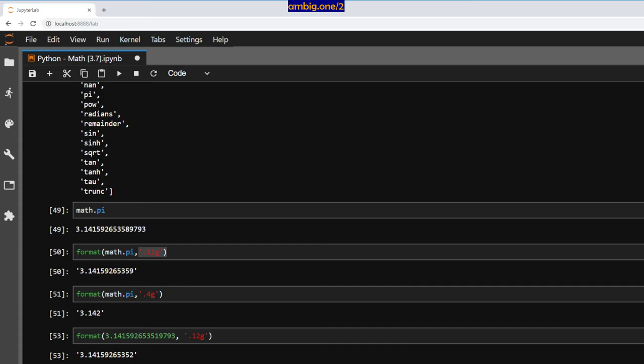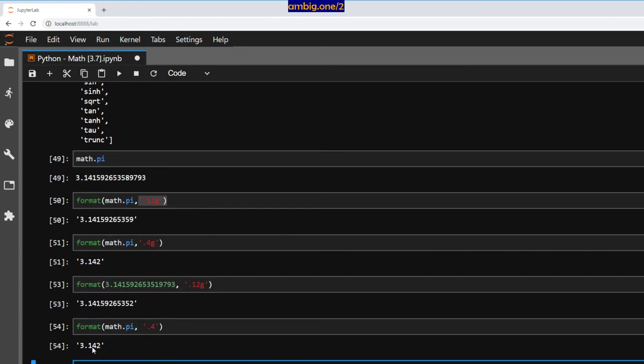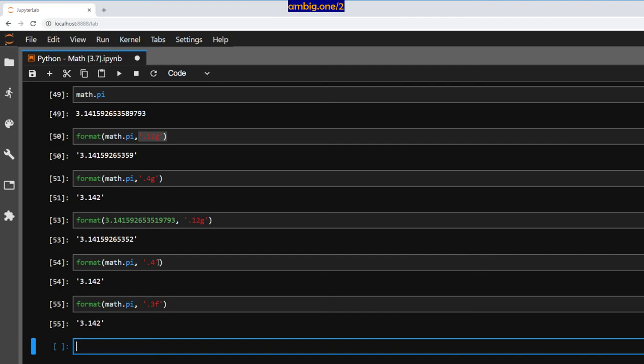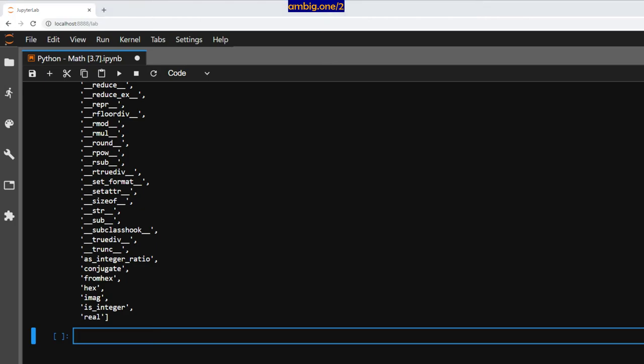Let's look at another one. Instead of giving g, let me do this: format math.pi to, comma, 0.4. What happened here? In total, it did 0, 1, 2, 3, 4. There are 4 numbers. It formatted the entire thing to just 4 elements. Then we have format math.pi in quotation 0.3f. Same thing, right? So 0.3f, 0.4. Then you have 0.4g. Different ways of doing these things. We can look at dir(float) if you want to explore what all is there in float. math.pi is a float value.